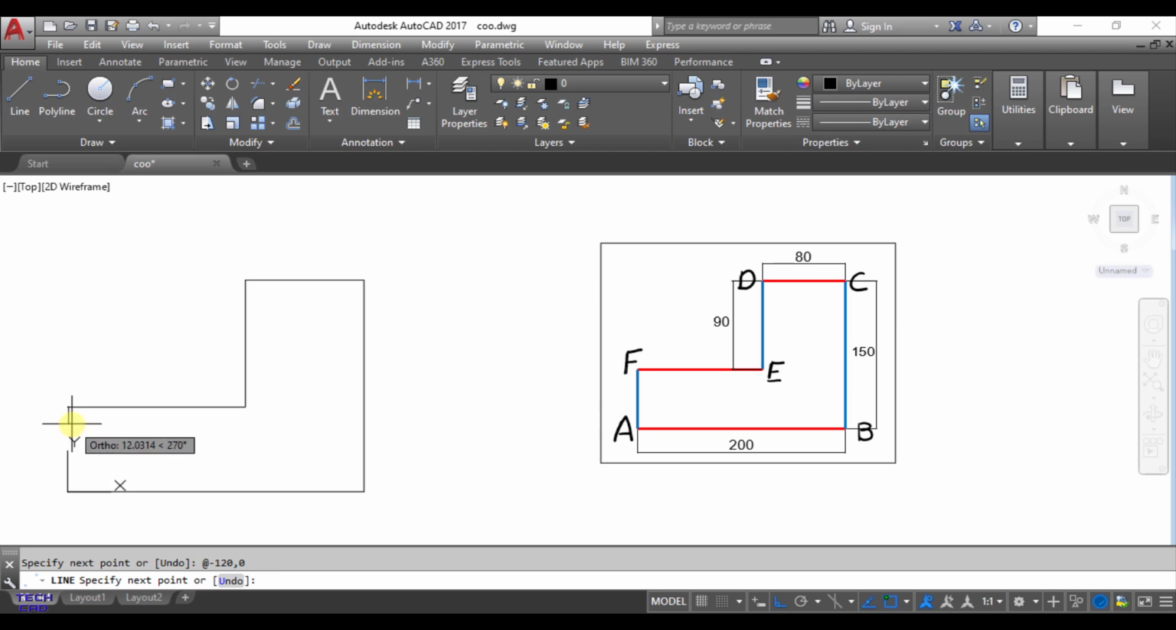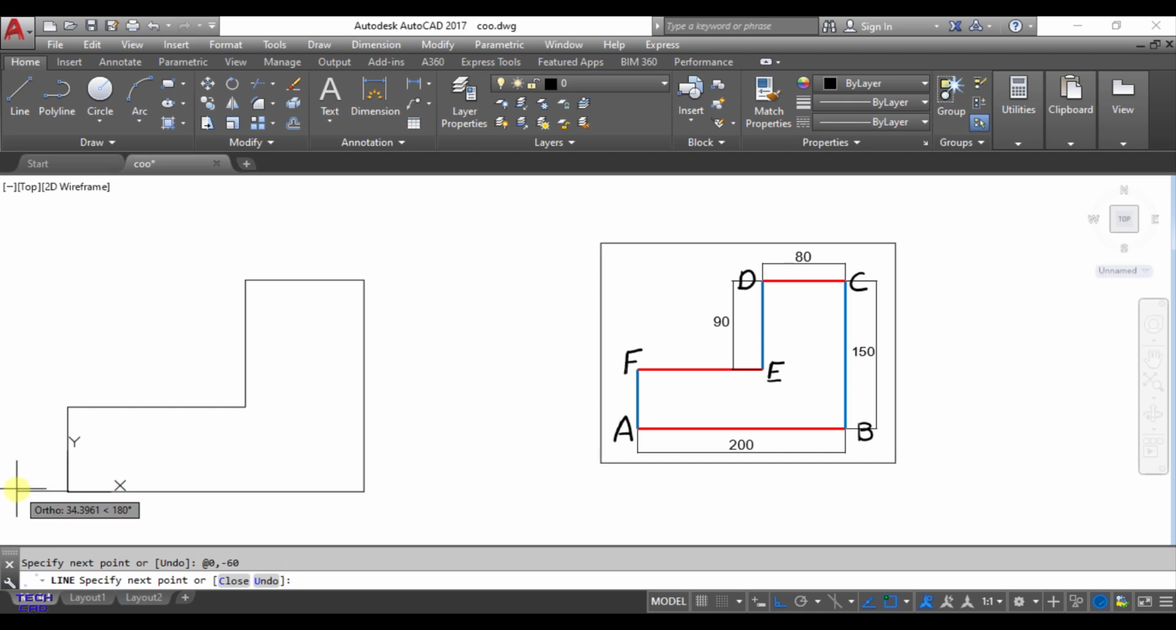Now you are coming back towards your origin. There are two ways to come back to your origin. You can write 0, 0 over here without at the rate, or you can use at the rate, like I am going to do over here. So at the rate. What is the dimension of AF? You have to find that out. That is 150 minus 90, meaning BC minus DE, so that is 60. There is no movement in X, so 0, -60. So that's it.